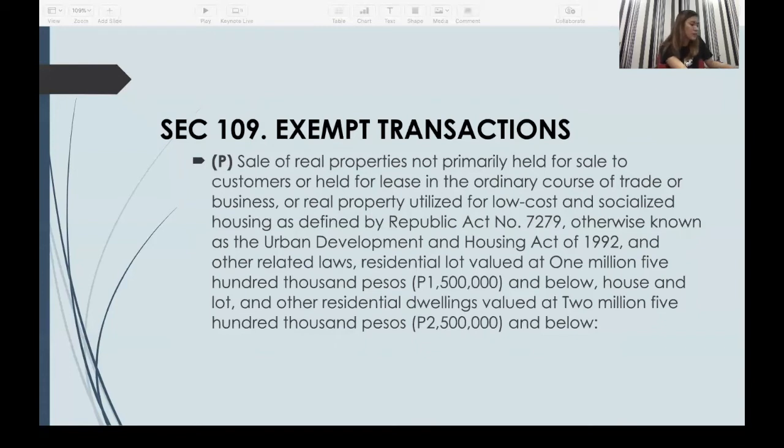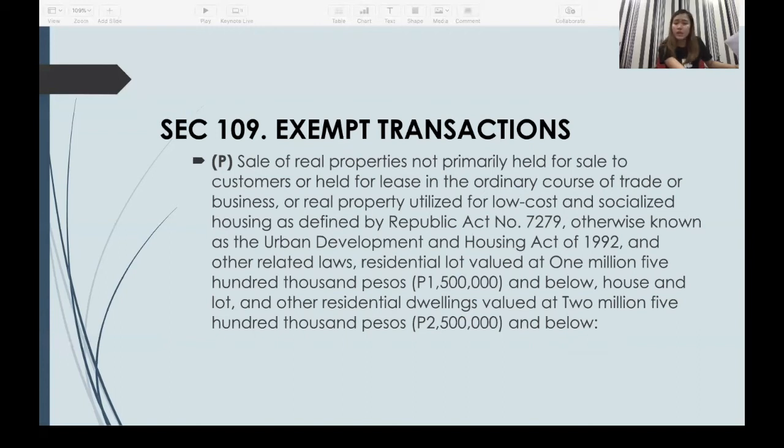Ito, si A, dito sa real property utilized, no. Sale of real properties not primarily held for sale to customers or held for lease. Exempt talaga yun. Nagbibenta ka lang, binenta mo lang yung lupa, pero hindi ka talaga engaged for selling. Gusto mo na siya ibenta kasi sa'yo. Ganyan. So, hindi siya subject for VAT. Another one, yeah, because the sale is not made in the ordinary course of business. Hindi siya yung usual business transaction mo.